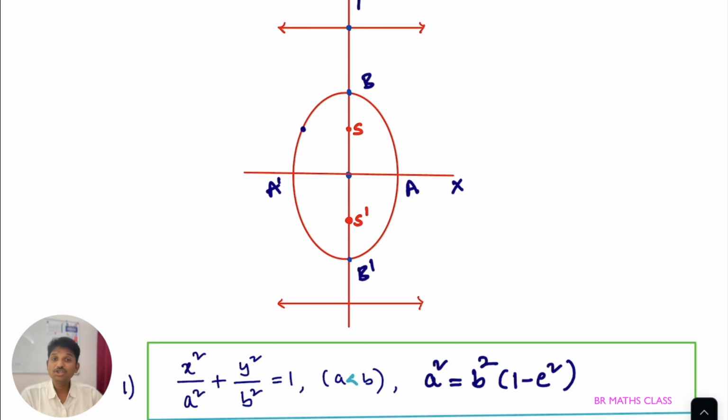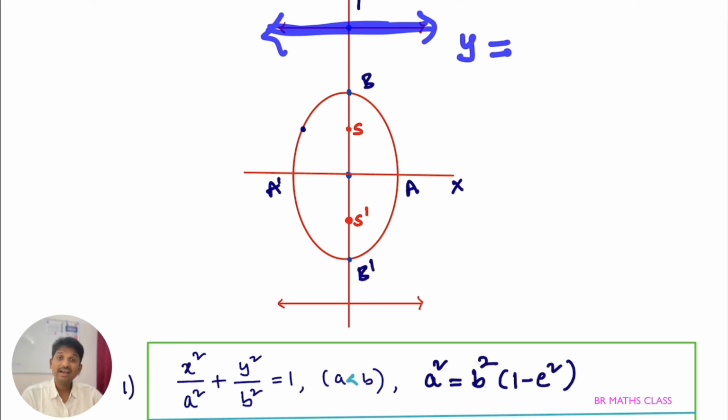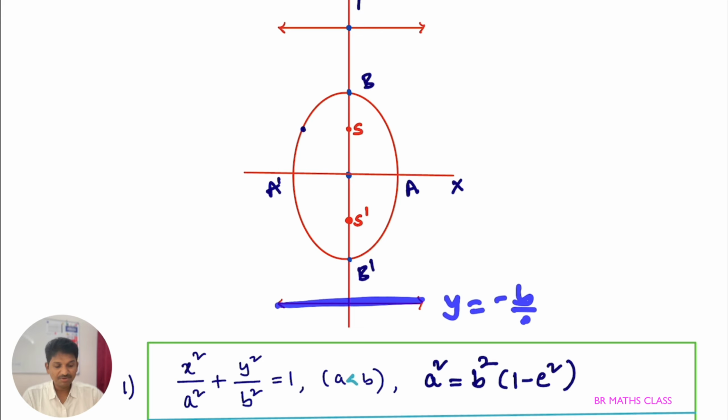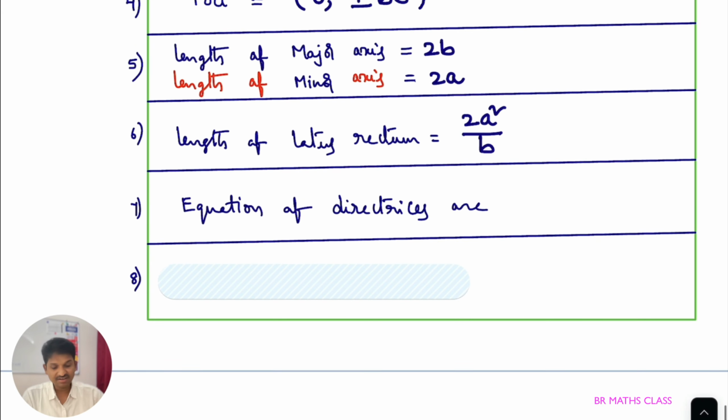Next one is the equation of directrices. You observe here, this is a directrix, this is also a directrix. This line is parallel to the x-axis. As this line is parallel to the x-axis, its equation starts with y equal to. Earlier, in the standard form, we wrote x equal to a by e. Here this is y equal to b by e. This length is b by e. Similarly, this is y equal to minus b by e. So the equations of the directrices are y equal to plus or minus b by e.